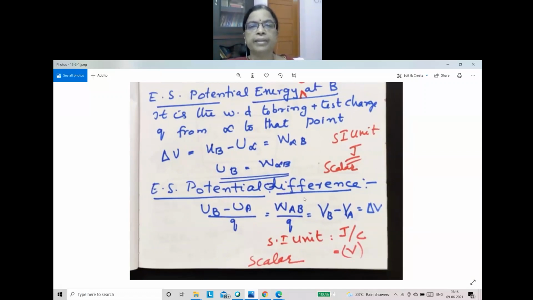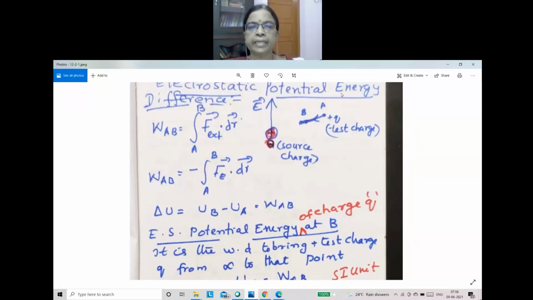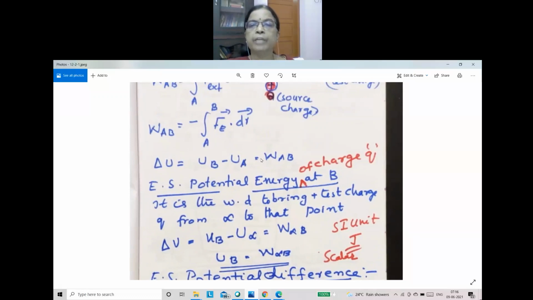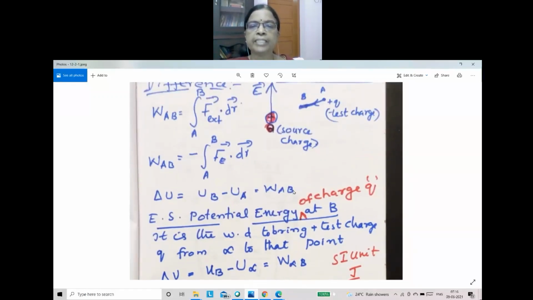What is the difference? This is potential energy difference, that is the work done. But here it is electrostatic potential difference, not energy. For that we have to find the work done to bring a unit positive charge. This is the work done to bring a charge Q. Then what is the work done to bring a unit positive charge? WAB by Q, that is UB minus UA by Q. This is the work done to bring a charge Q from A to B.